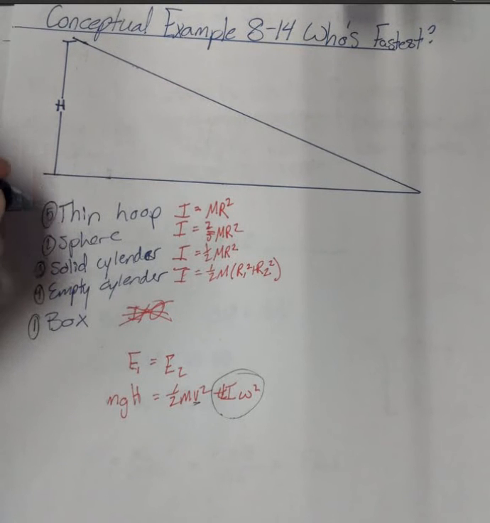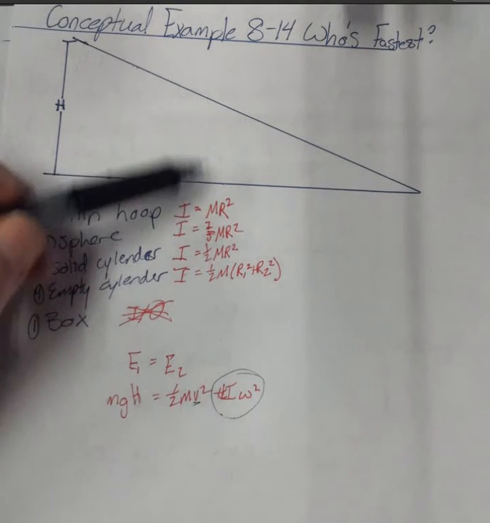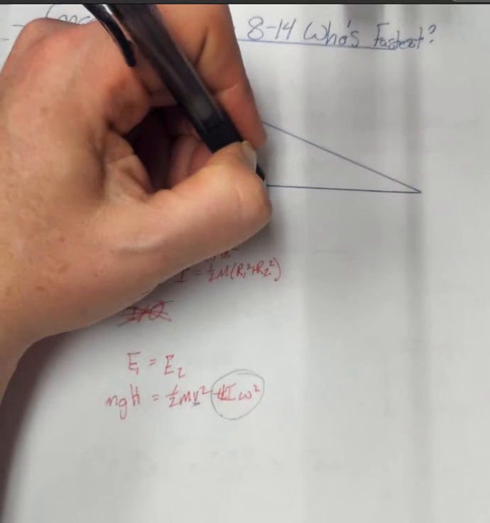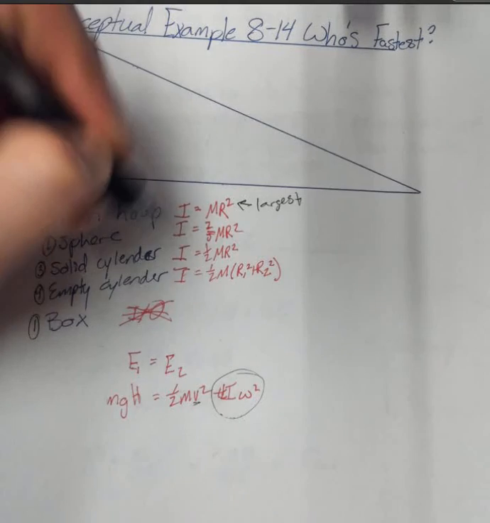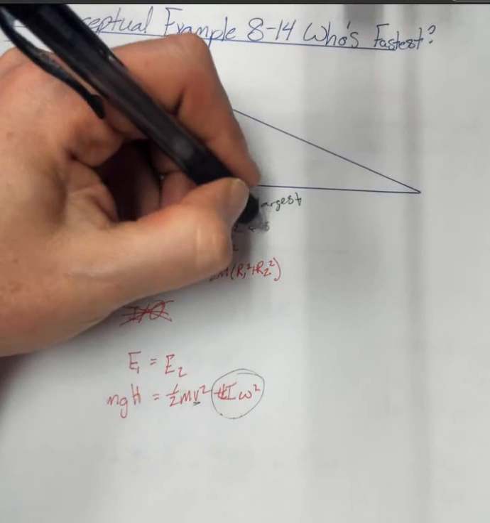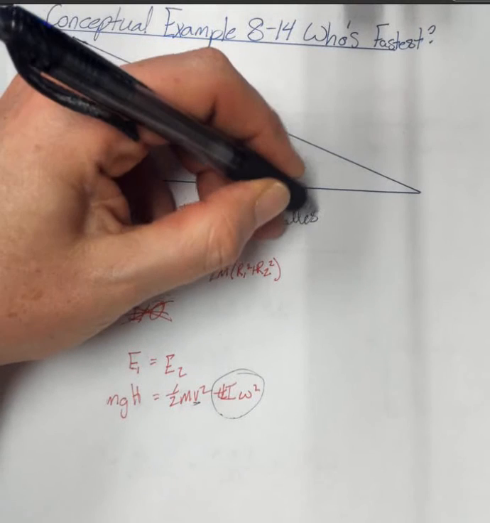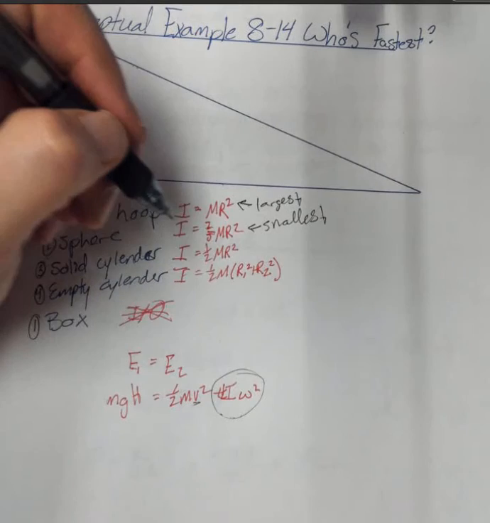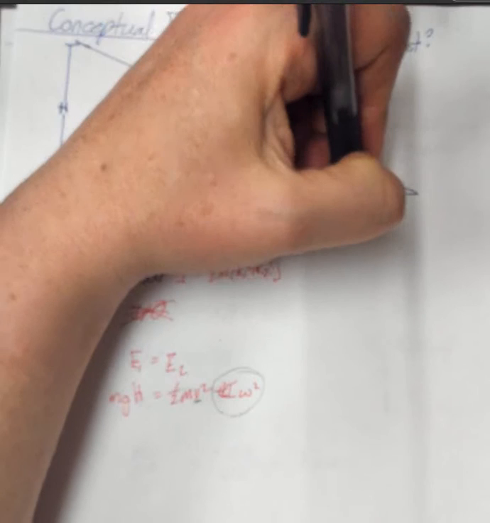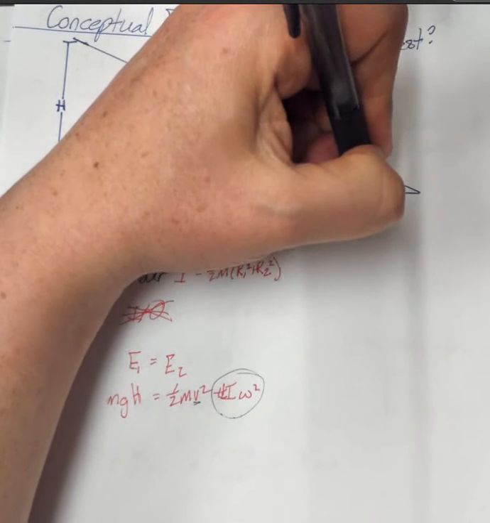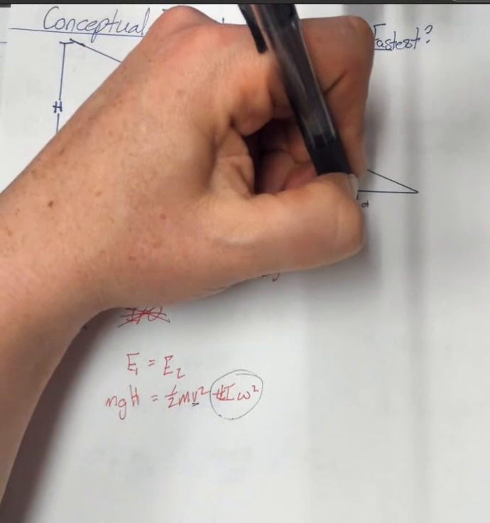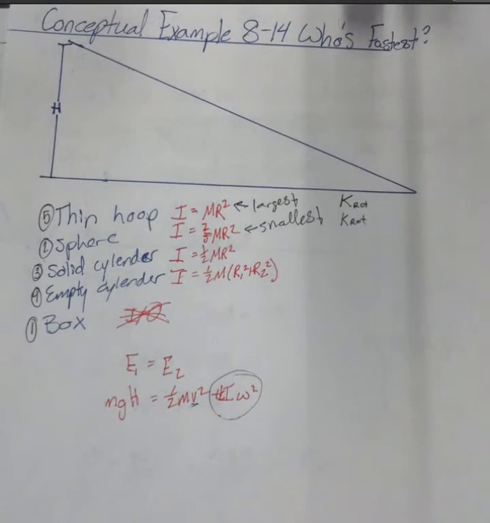And that's because in increasing value, this has the largest I, and this has the smallest, which means that this is going to have the largest kinetic energy for rotation, and this one is going to have the smallest rotational kinetic energy for rolling.